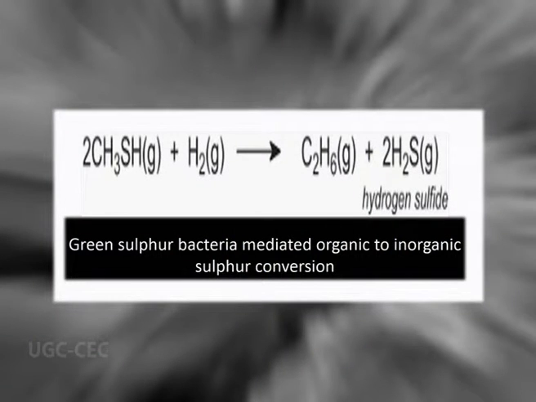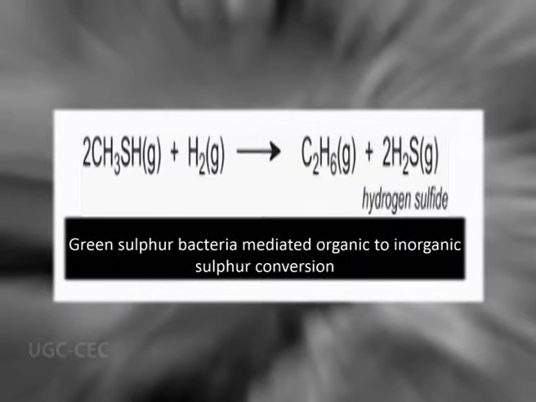Now coming to the different ways or different processes involved in sulfur interconversion. One such important interconversion is the green sulfur bacteria converting organic sulfur in the form of thiol compounds to inorganic sulfur, which is H2S. And this is actually directly, we can say, conversion of organic sulfur to inorganic sulfur.